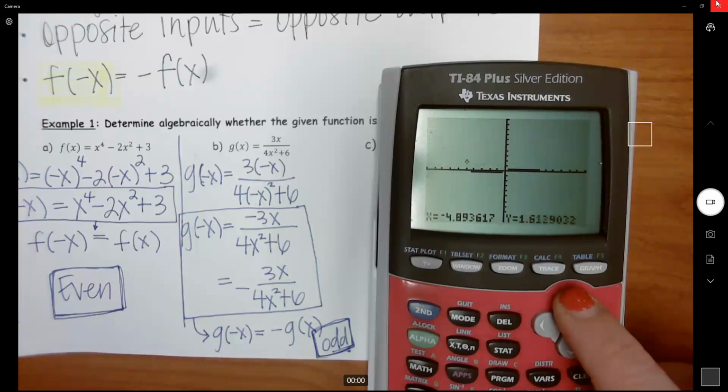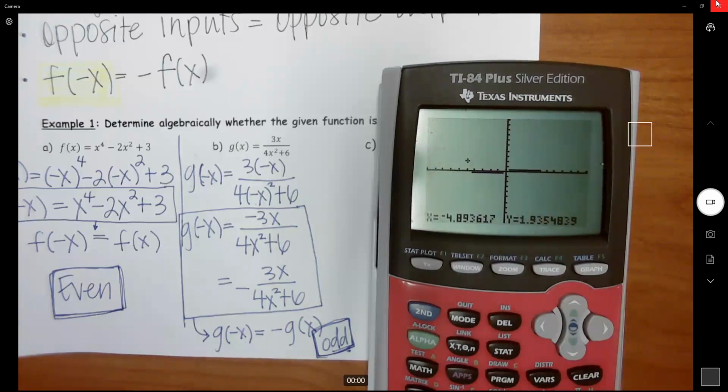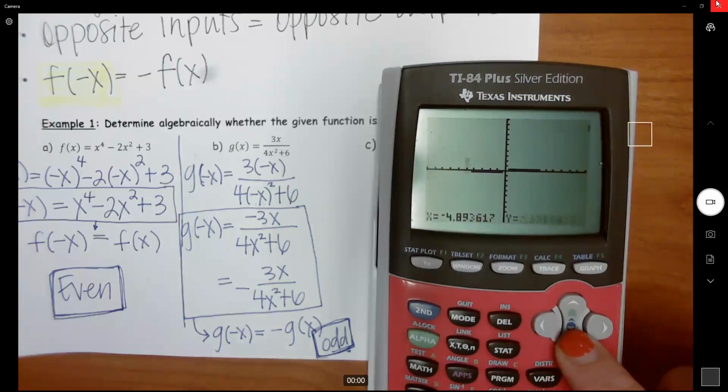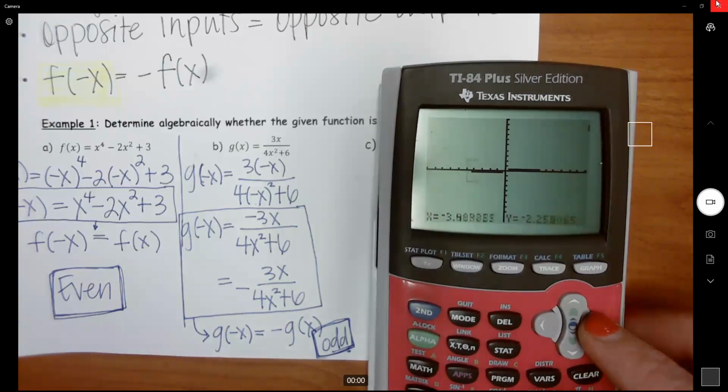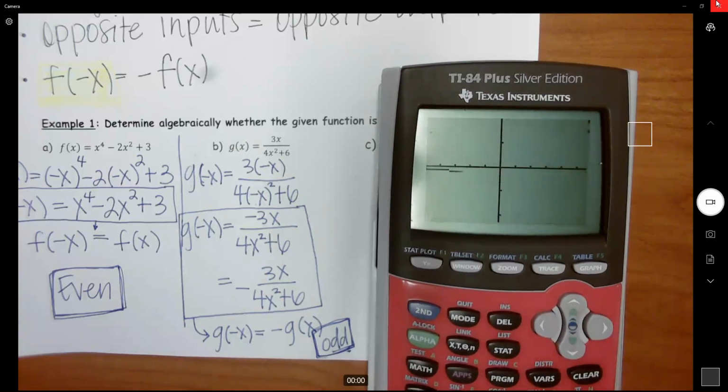So if I want to zoom in on this portion here, I'm going to start in a corner. I'm going to hit enter. And then I'm going to go down and over, and it makes a box, and I can zoom in on this portion of my graph. So I'm going to hit enter once I've got my box. And there's my graph.